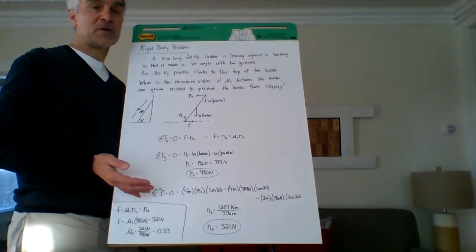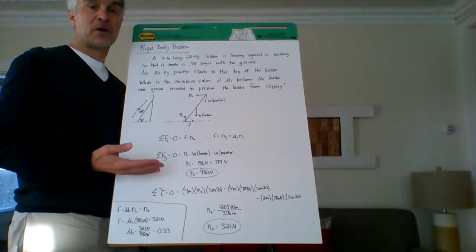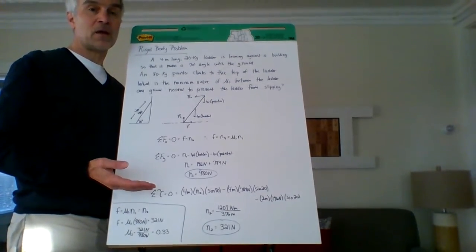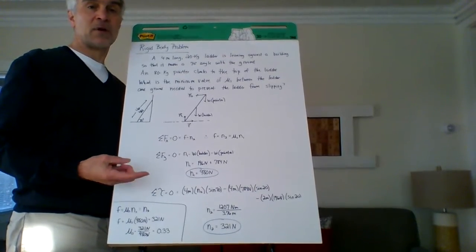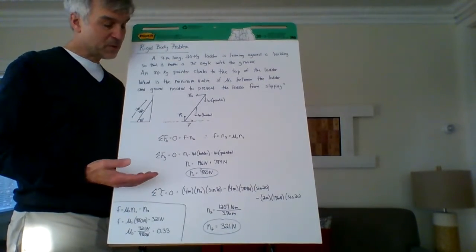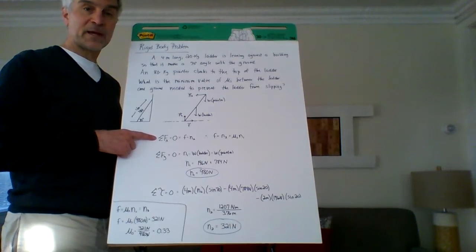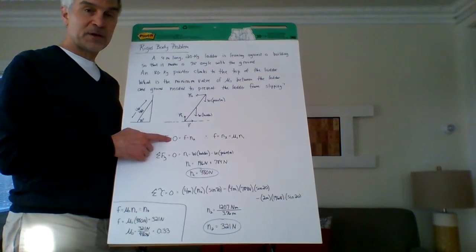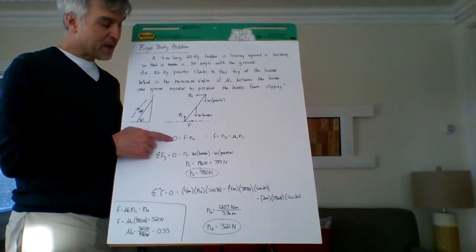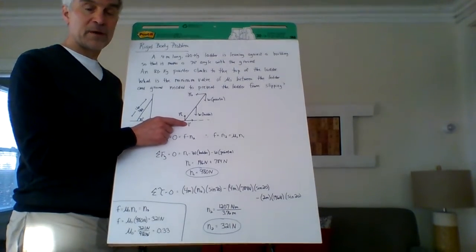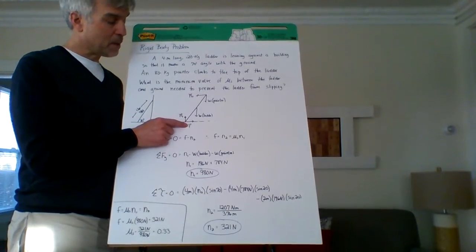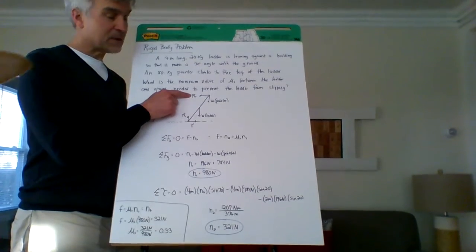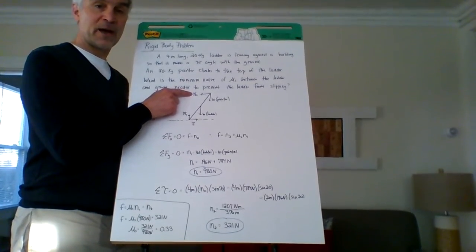So since this ladder is at rest, it's not accelerating, it's not rotating, we know that the net force is zero and the net torque is zero. So that's what we do here. We look at the net forces in the x direction. We say that they're zero, which means that the friction force to the right minus the normal force to the left have to add up to zero.